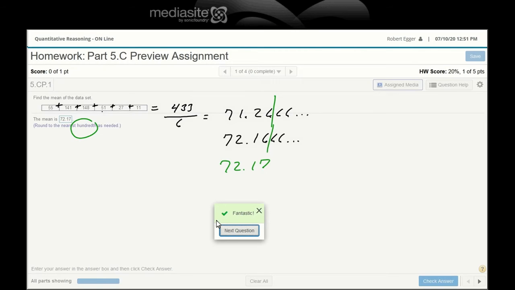Rule number 1, slow down. Make sure you're typing the numbers that you're reading off your computer, off your calculator. I had a little bit of transposed numbers here, but that was correct. I got the 1 and 2 backwards. Happens.